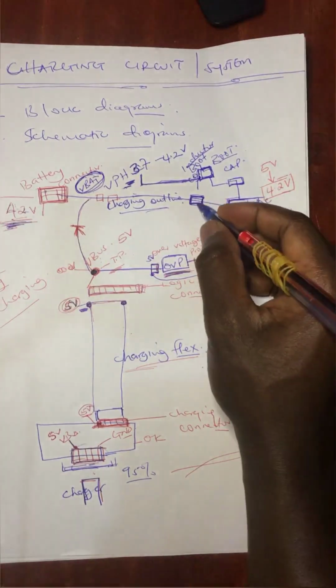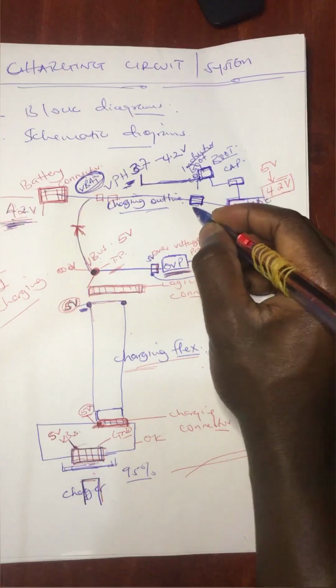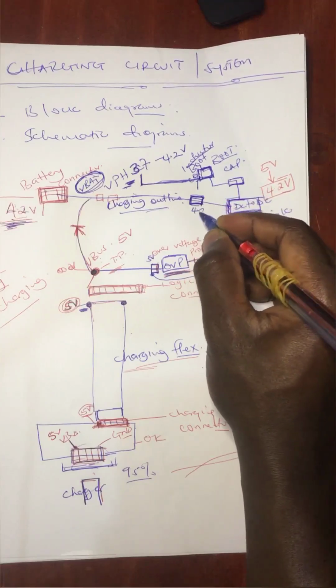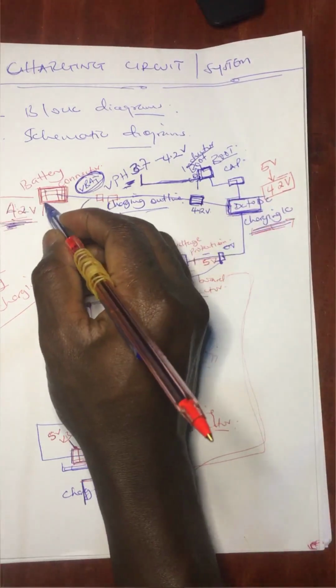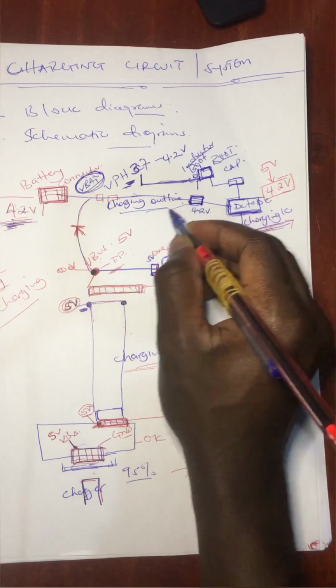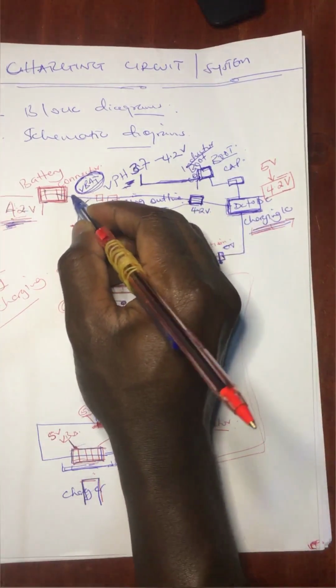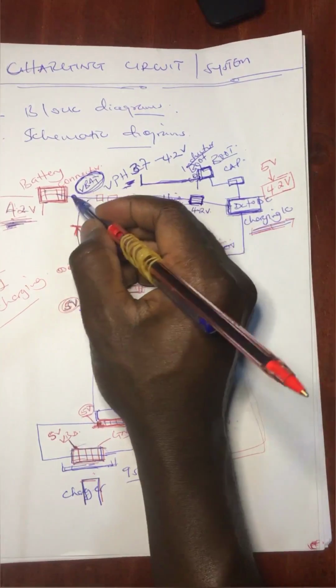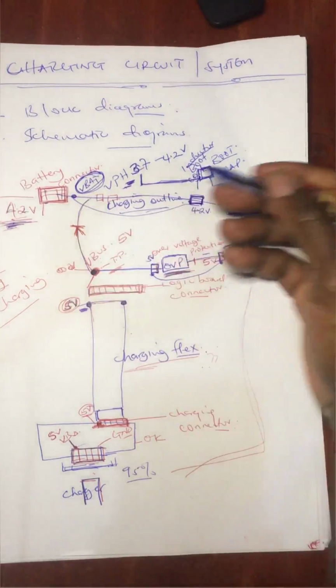If you measure the capacitor on the charging outline and you have 4.2 volts, but you don't have it on the battery connector, what you do is take a jumper from here to the VBAT test point, and once you do that, your charging is solved.